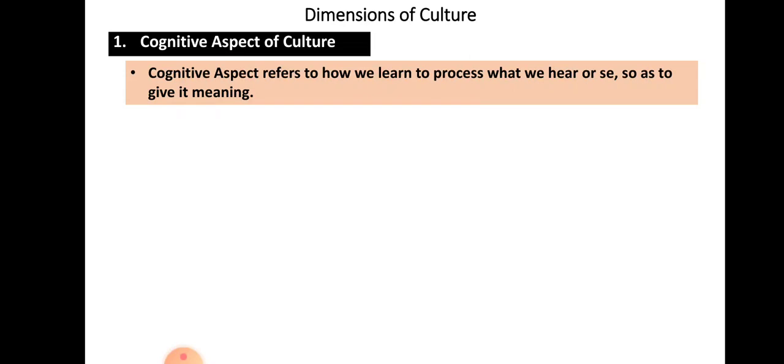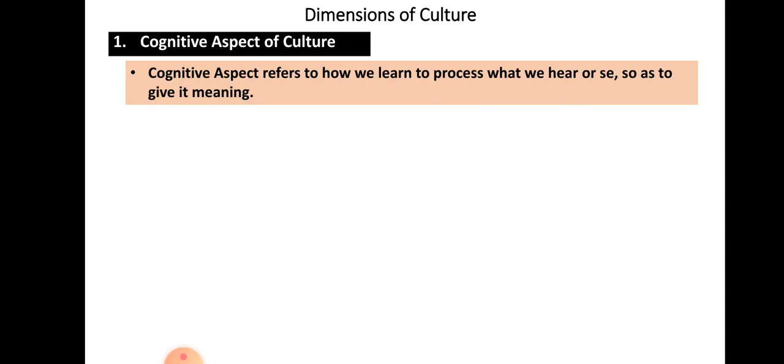For example, by hearing the sound of a cell phone, we can understand whether that cell phone is ours, mine, someone else's, my father's or my mother's. That means it is our cognitive aspect which helps us to understand the information.